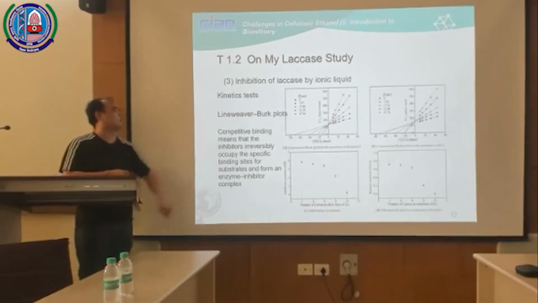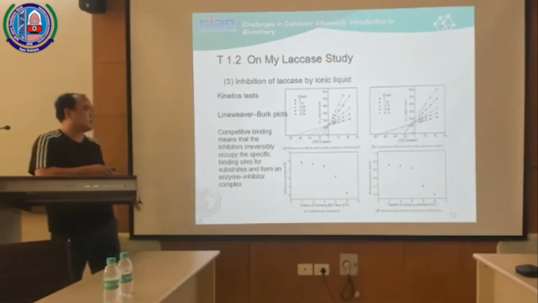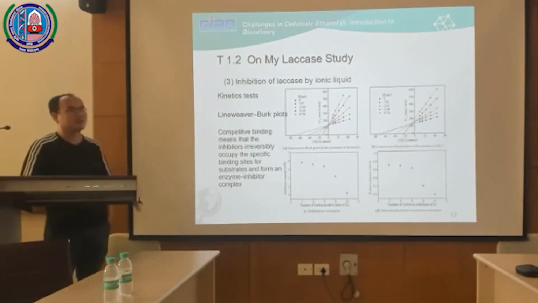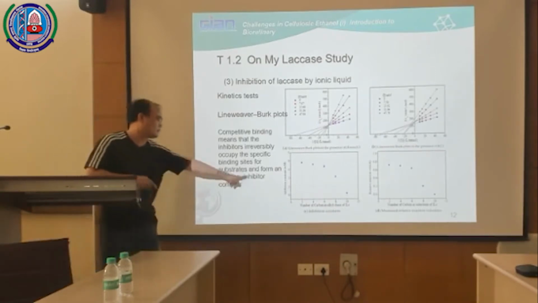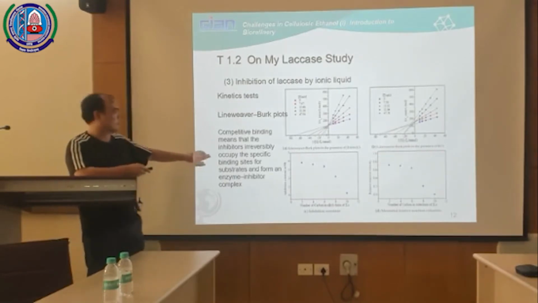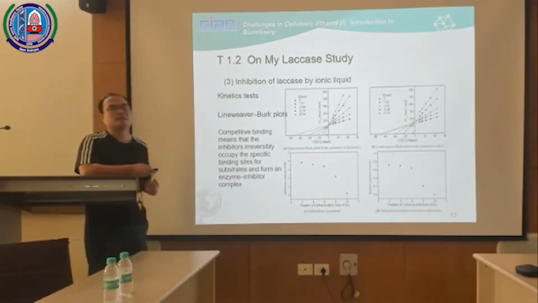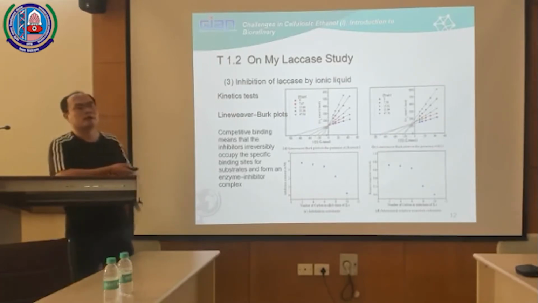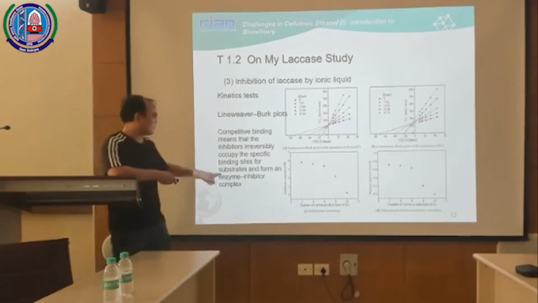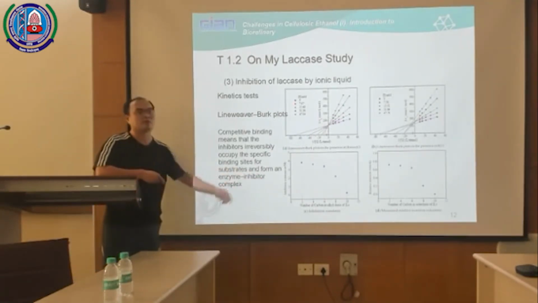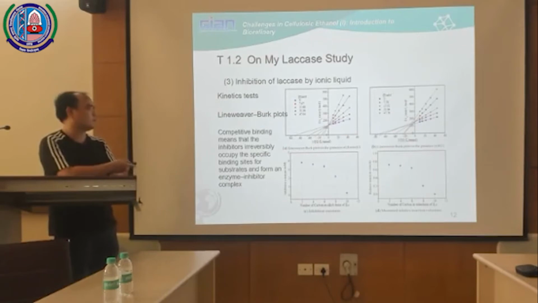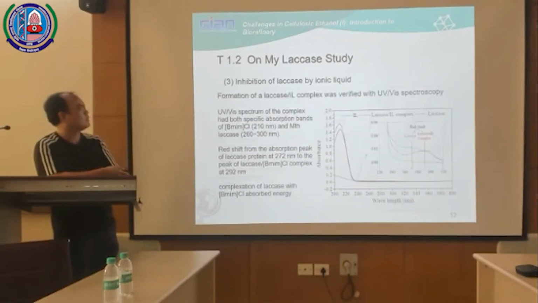For competitive binding, it means that the inhibitors reversibly occupy the specific binding sites for the substrate. And for an enzyme-inhibitor complex, it means the ionic liquid maybe enters the active site of lactase and competes with the normal substrate molecule. There might be a complexation between the enzyme and the inhibitor. So in the next work, we are going to prove these two assumptions.